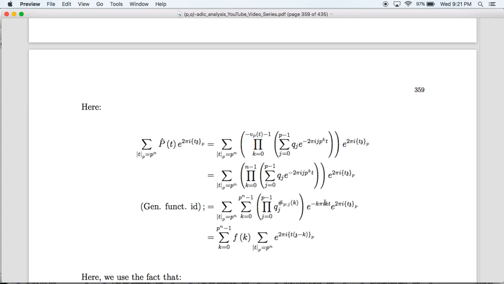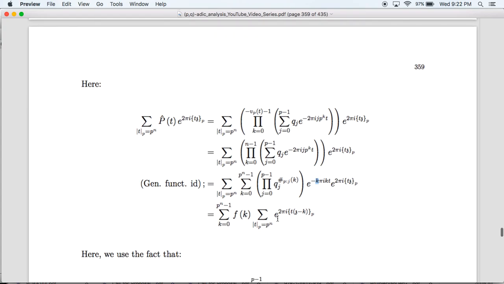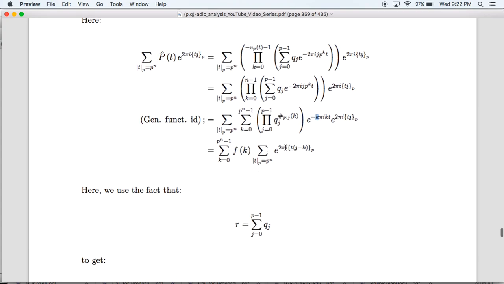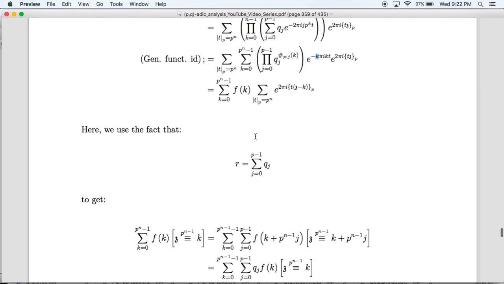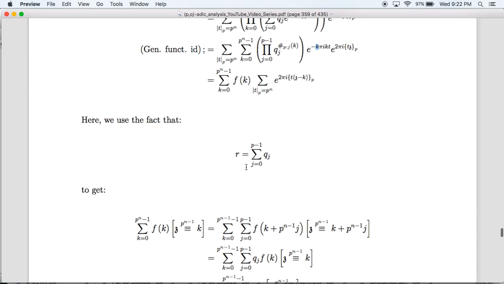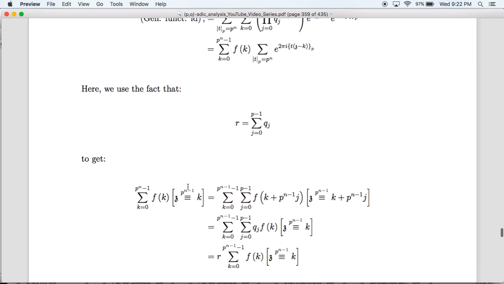And the e to the negative k, this should be a 2, not a k. Negative 2 pi i kt, and then we pull this into the p-adic fractional part, and we get the following. And so here, once again, we're going to use our Ramanujan sum, and here is little r. And so we're going to use this here. We're now going to manipulate things.